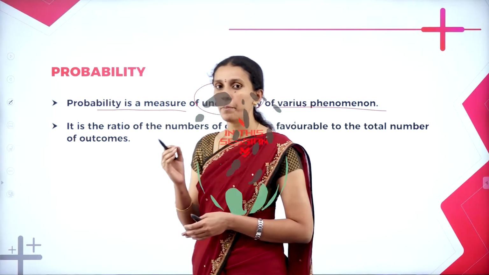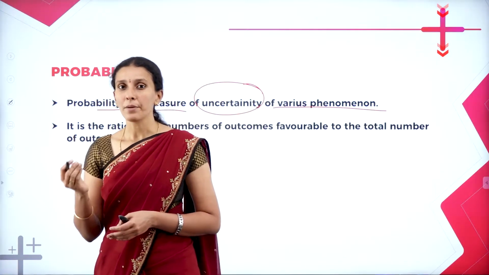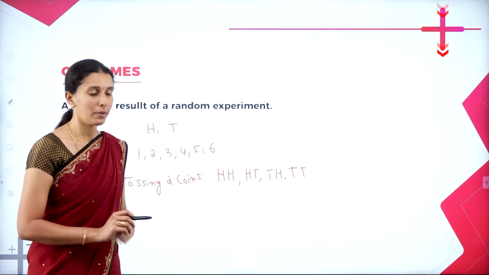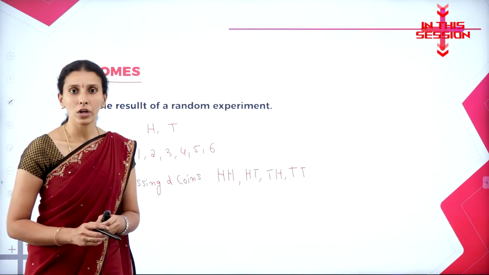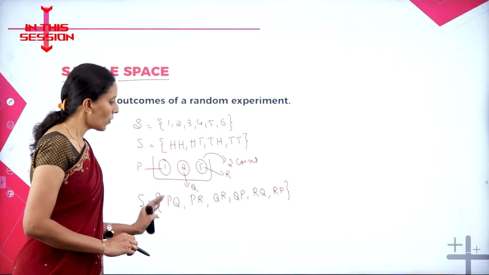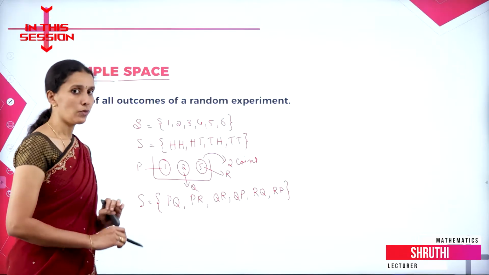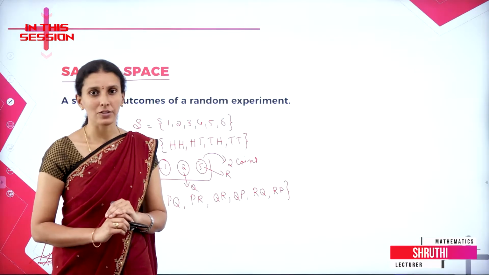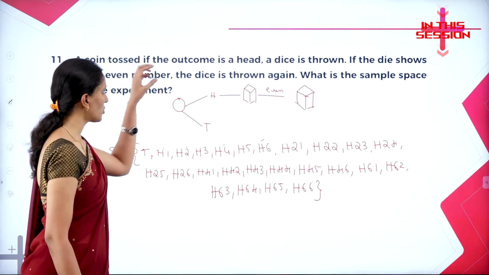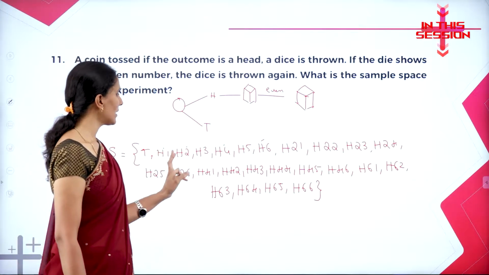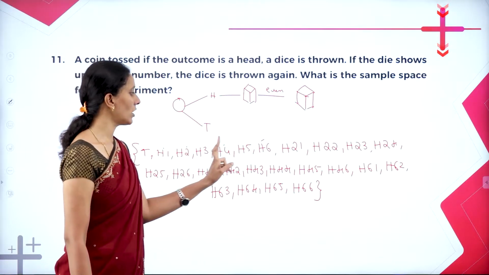Probability is nothing but measuring any event which is unpredictable. Whatever the results you will be having for a particular experiment, those are called outcomes of an experiment. When you write all the outcomes in the form of a set, that is the sample space of an experiment. If the coin shows head, you have to roll a die. So when you roll a die, you are getting the chances of getting 1, 2, 3, 4, 5, 6.